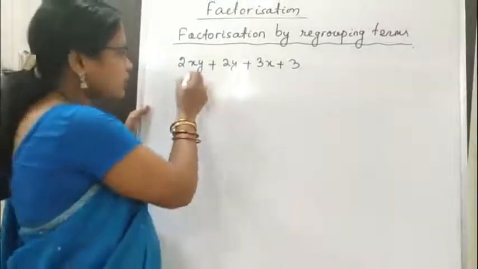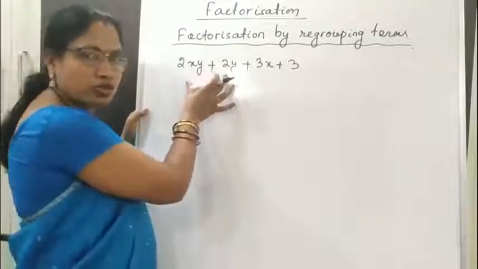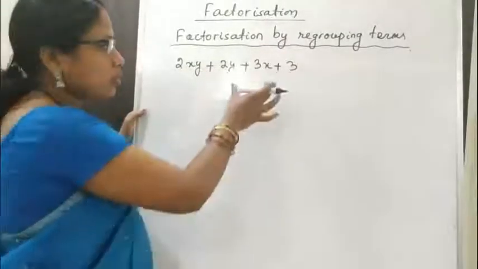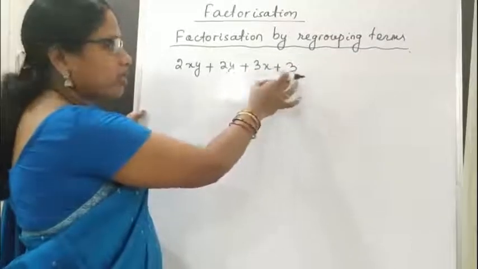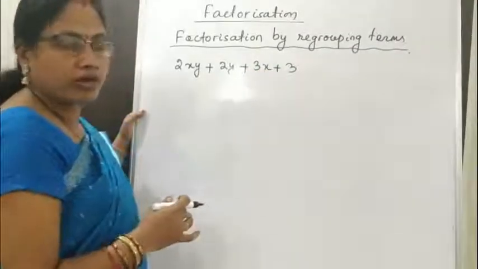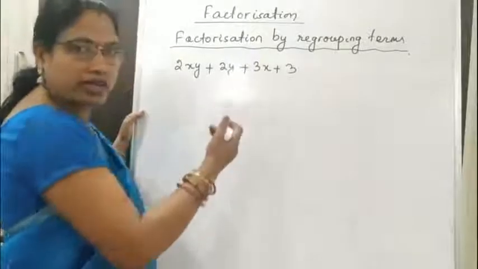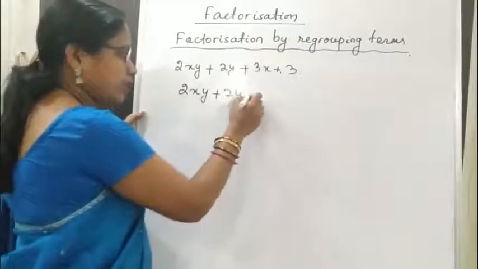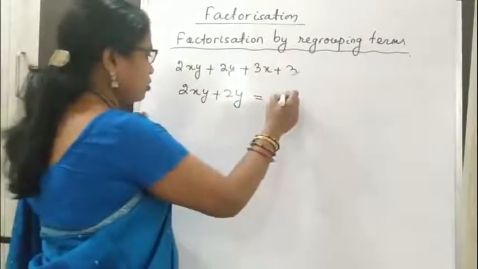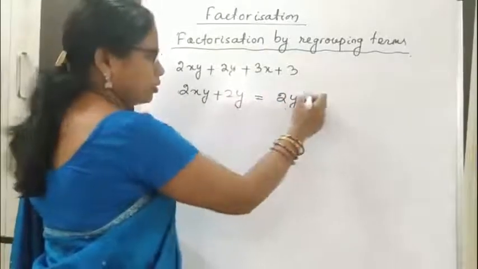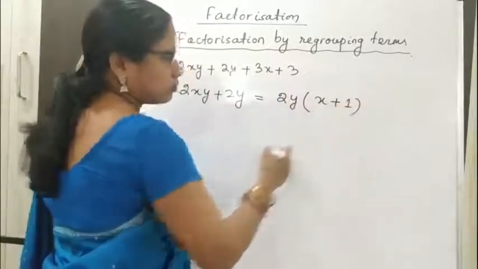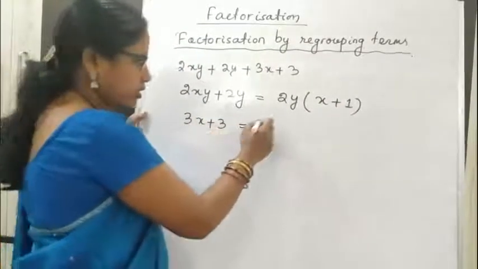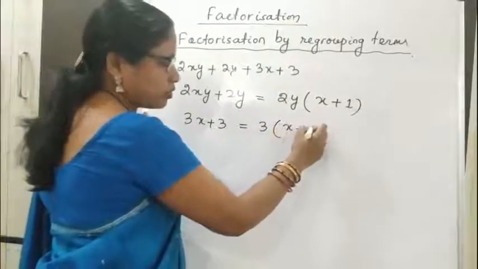So now take these two terms. For the first two terms there are common factors, that is 2 and y. In the last two terms, the third and fourth terms, 3 is the common factor between them. So we can factorize them separately. 2xy plus 2y can be factorized as 2y into x plus 1, and 3x plus 3 can be factorized as 3 into x plus 1.